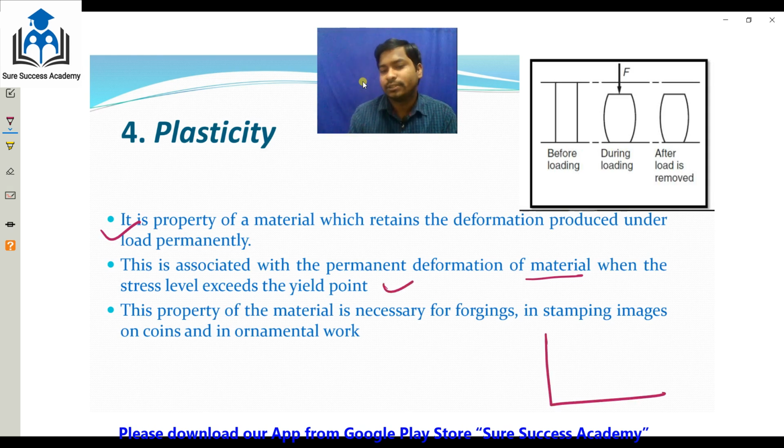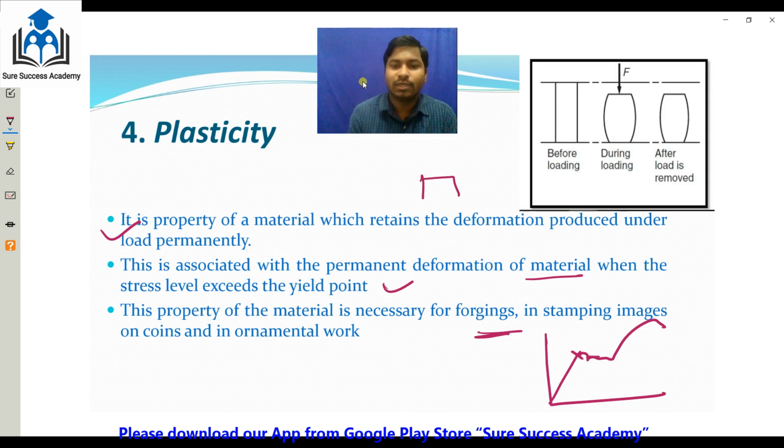You know that in the stress-strain curve of mild steel, after the yield point, the permanent deformation will start. That means yielding will happen. This property of the material is necessary in forging.